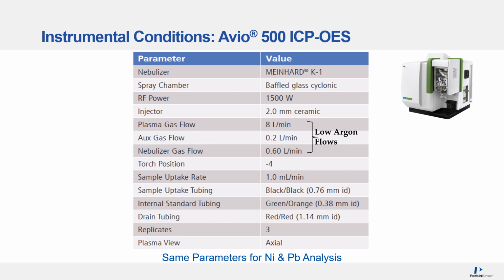The conditions in the Avio 500 can be seen on this slide. I'd like you to note the low argon flows of 8 litres per minute for the plasma gas flow, 0.2 litres per minute for the auxiliary gas flow, and 0.6 litres per minute for the nebulizer gas flow.